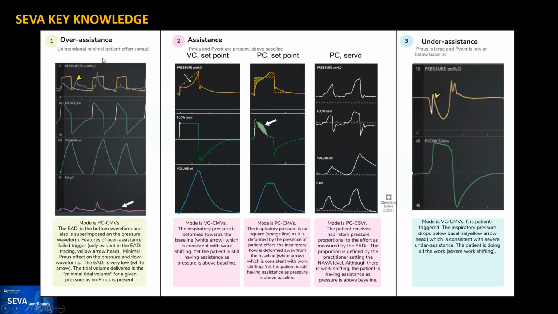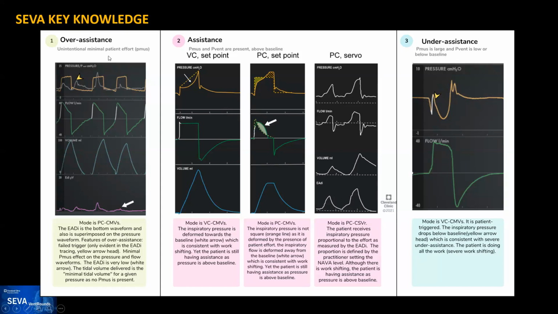On the right side, you have under assistance, in which the pressure actually goes below baseline. That's a patient that essentially is getting no support from the ventilator. This is an extreme case. There may be cases that are less in magnitude than this, but this is a term in which the Pmus is large enough and the Pvent is lower, below the baseline. So we're under assisting the patient with the ventilator. And then you have over assistance, in which the support that we're providing to the patient is more than what the patient needs.